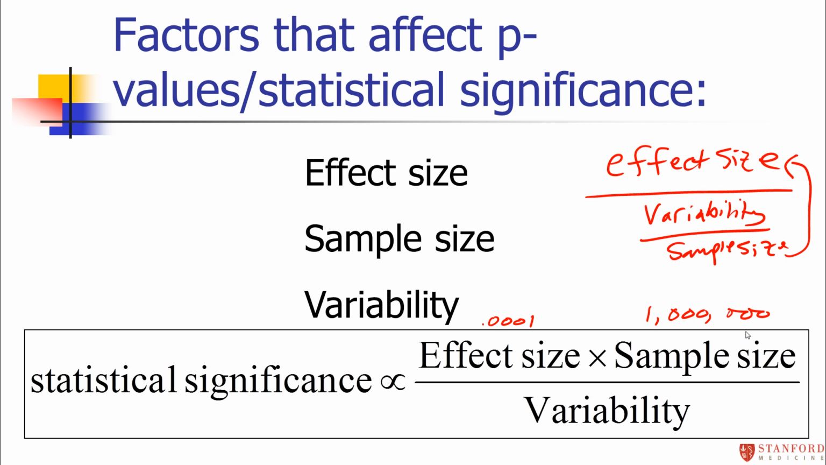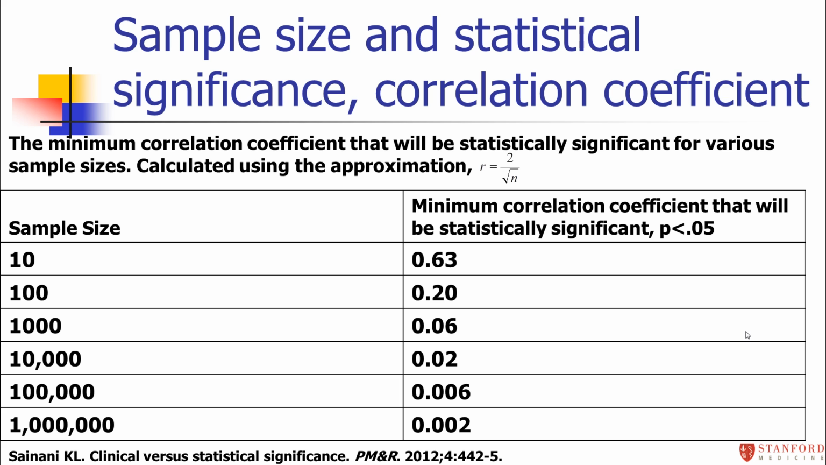And I like to illustrate this by using the correlation coefficient. We talked about the correlation coefficient last week. That's a number that ranges between -1 and +1. -1 is perfect inverse correlation. +1 is perfect positive correlation. 0 means absolutely no correlation.